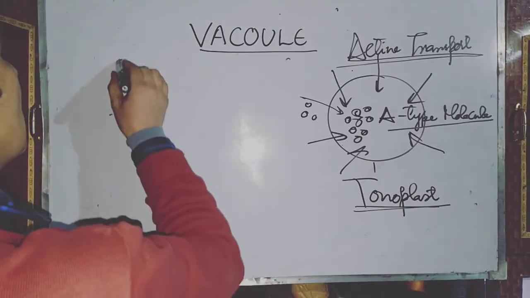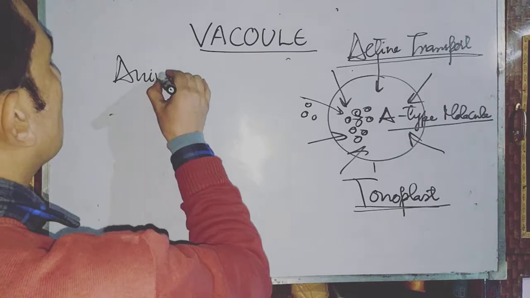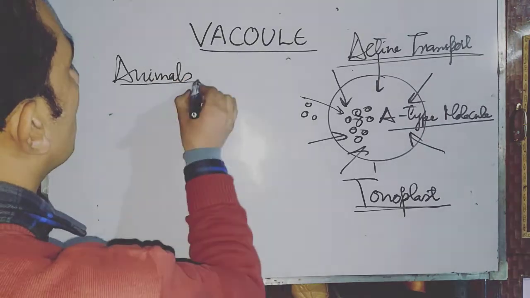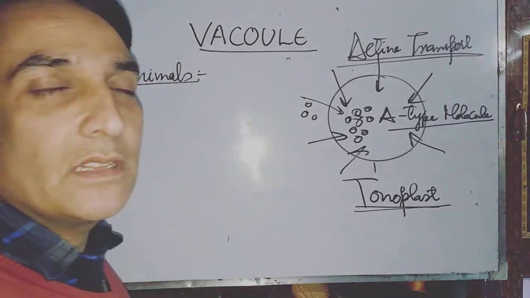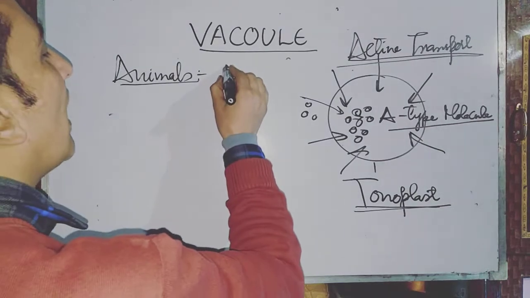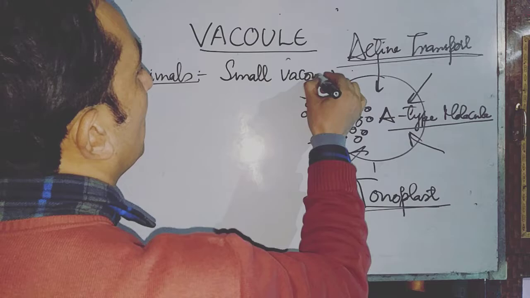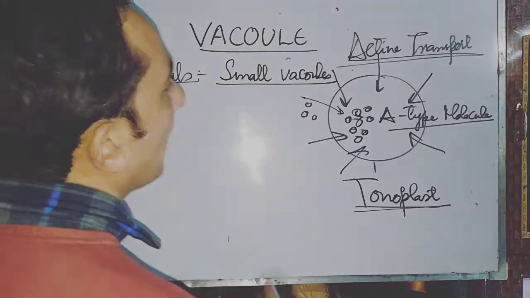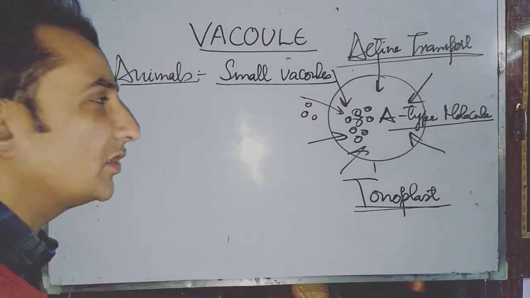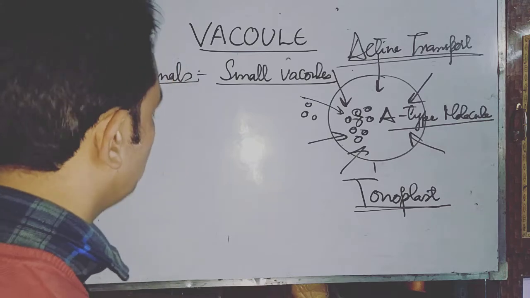In case of animal cells, there can be vacuoles, and the vacuoles can be more in number as compared with the plant cells, but the vacuoles are small in size. But in plants, mostly there is a single vacuole which is very large and is central in position.